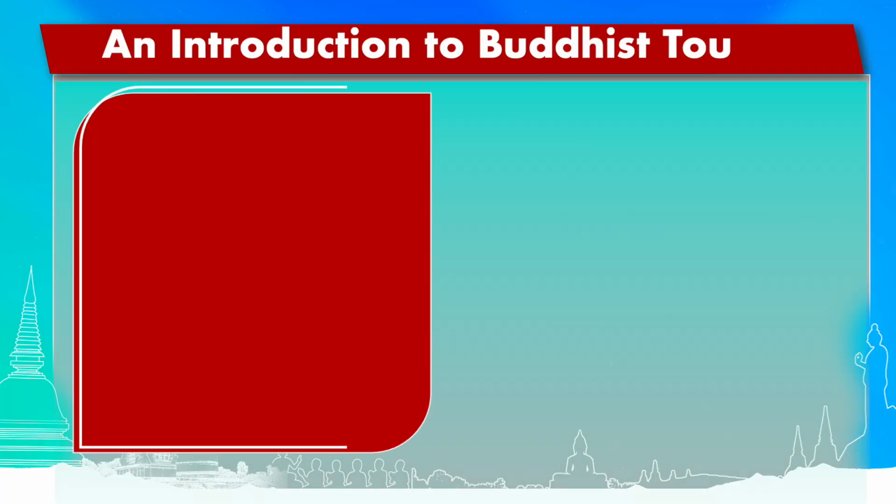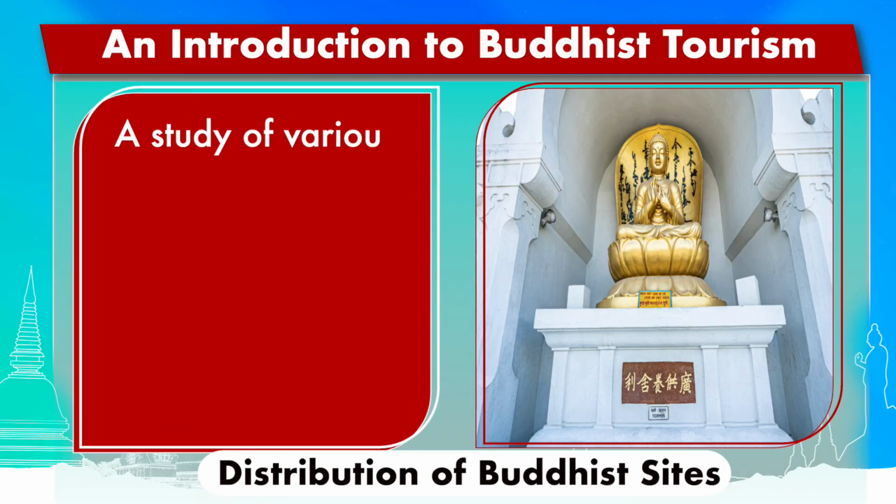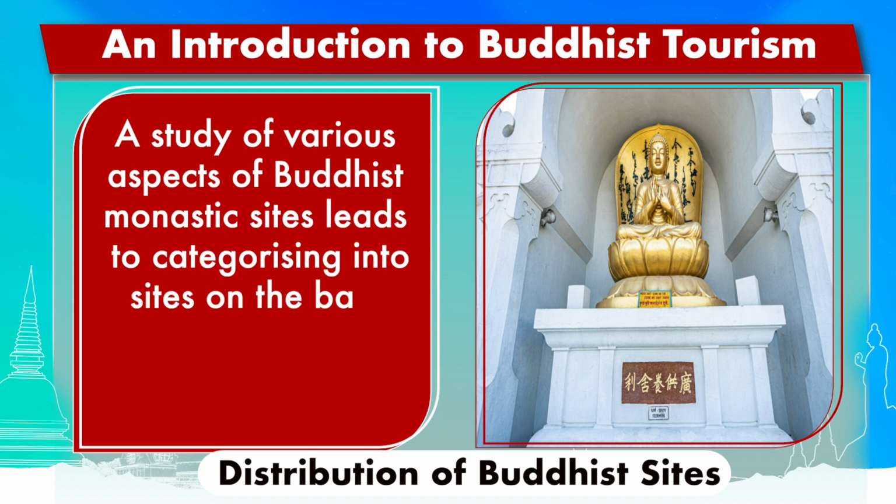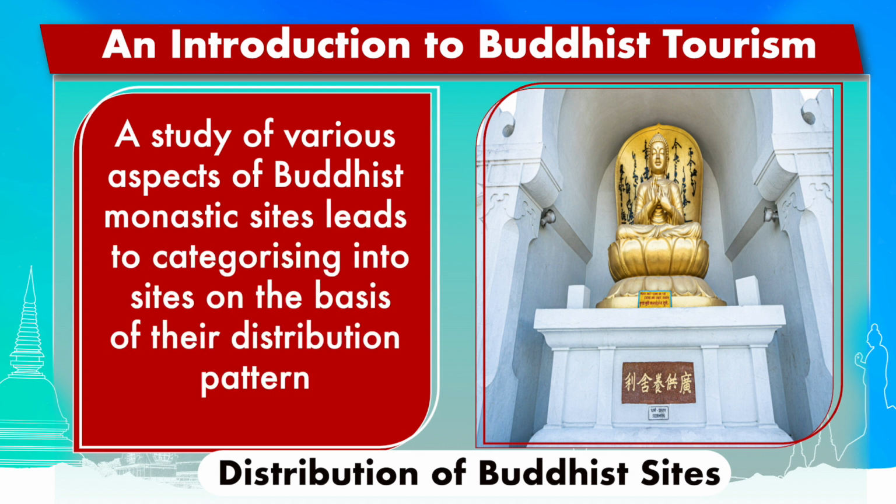It is very important to understand the distribution of Buddhist sites in ancient India. A study of various aspects of Buddhist monastic sites leads to categorizing them on the basis of their distribution pattern as follows. Number 1. Sites associated with the life of the Buddha.